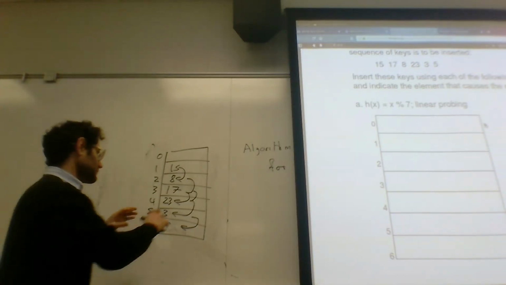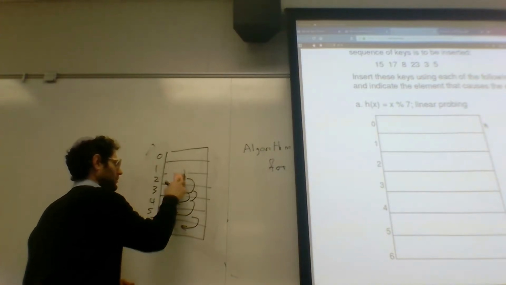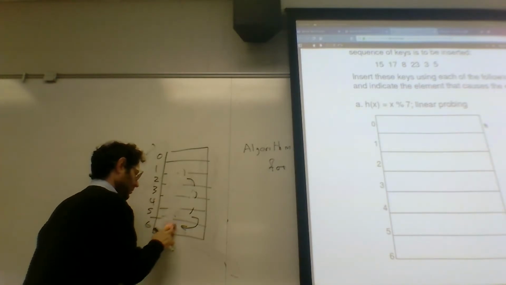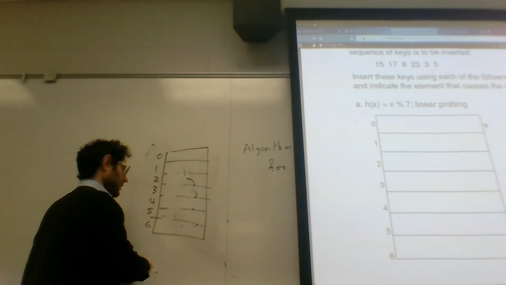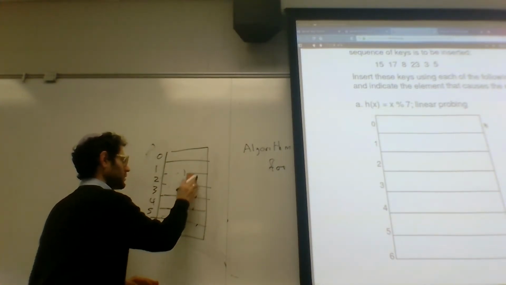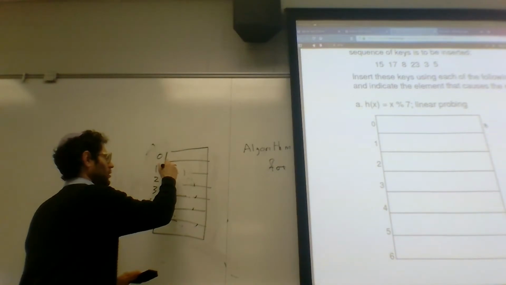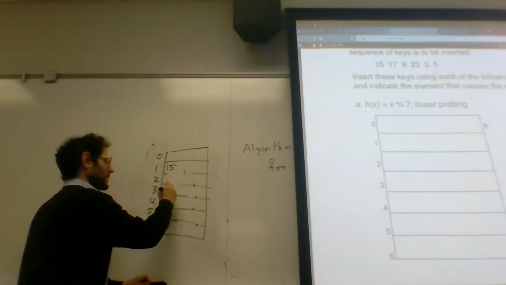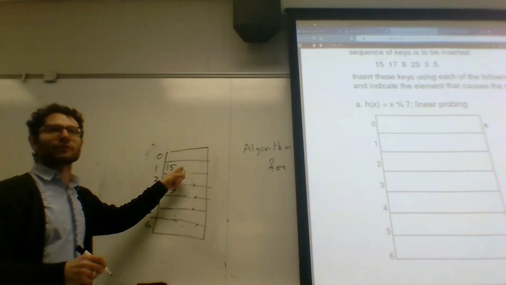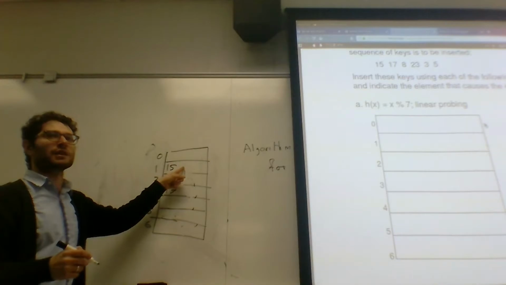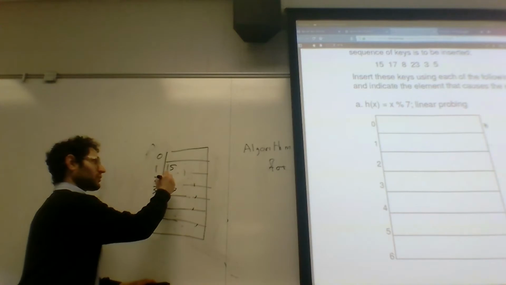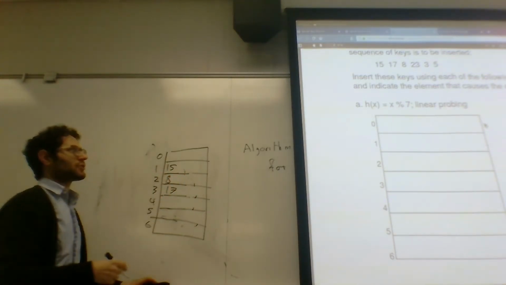Okay. So, a lot of the same mathematical operations. Let's go ahead and start. 15 will go into index 1. 17 will go into index 3. Okay. 8 will also want to go into index 1, but it can't. So it uses quadratic probing to resolve this collision. So it looks 1 squared away, which is 1 index away. So 8 goes into 2, just like it did last time.